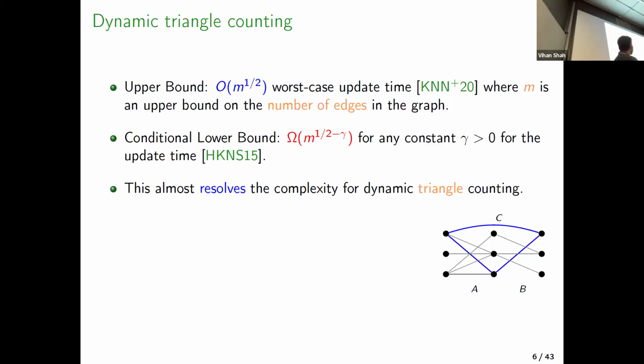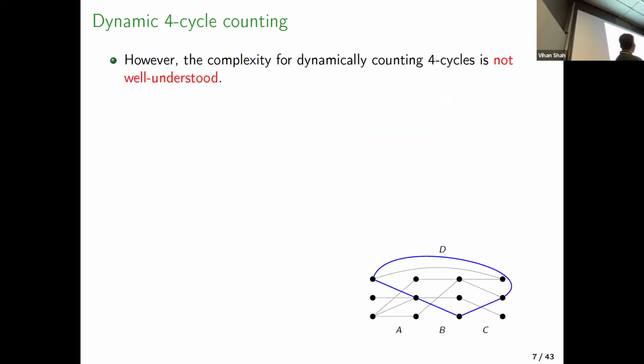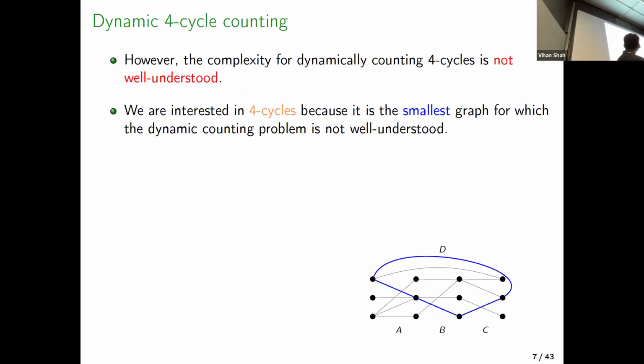Good. But what about 4 cycles? Do we know tight bounds there as well? It turns out we don't. The bounds over here are not very well understood. Sorry, I just want to say one more thing, which is that we're interested in counting 4 cycles because it's sort of the smallest graph where we don't understand the right bounds. For triangles, we know it. For paths of length 3, we know it. But already for 4 cycles, we don't know what the right bounds are.